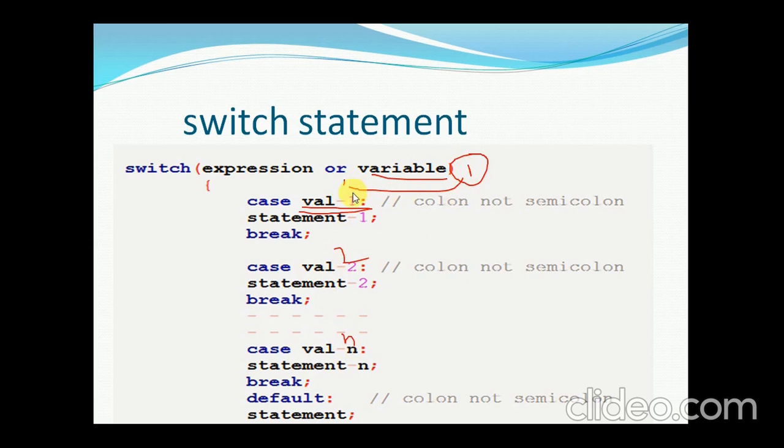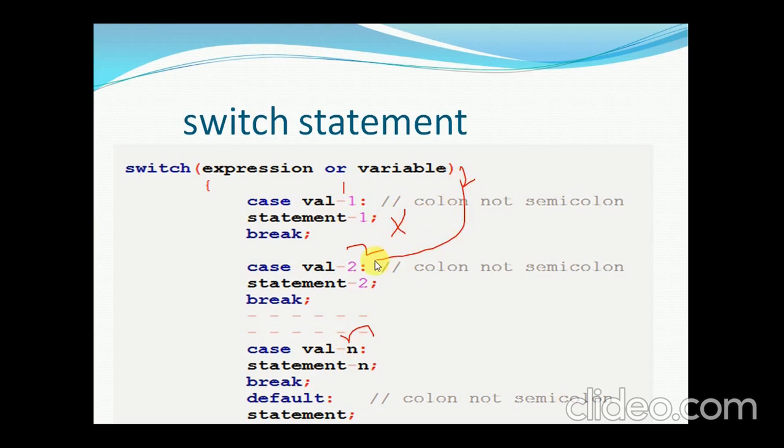If both are the same, then only case 1 will be executed. Only this part is executed; the remaining part will not execute. If the variable we are passing to the switch is, for example, 2, now here the case values are 1, 2, n. Is 1 compared with 2? No. So this case will not be executed.